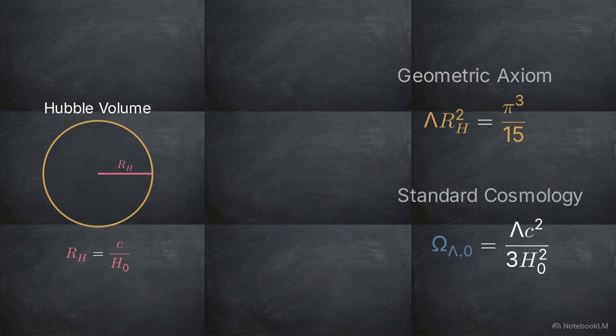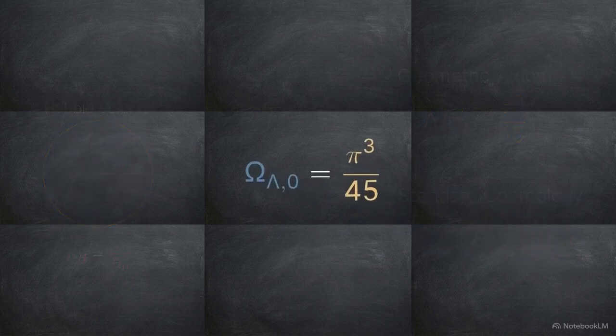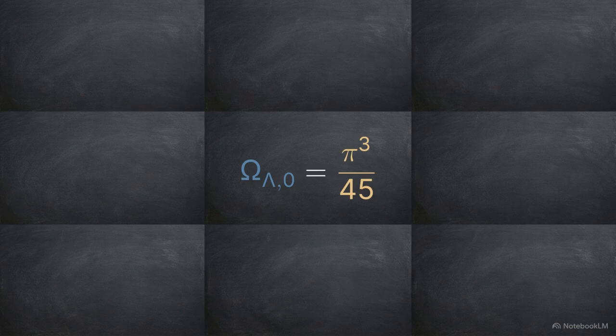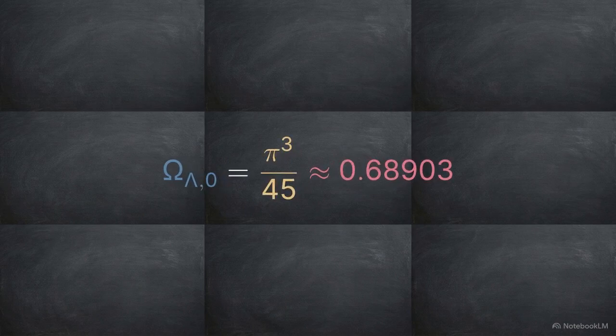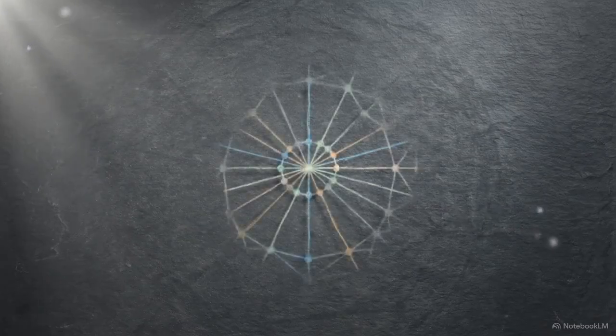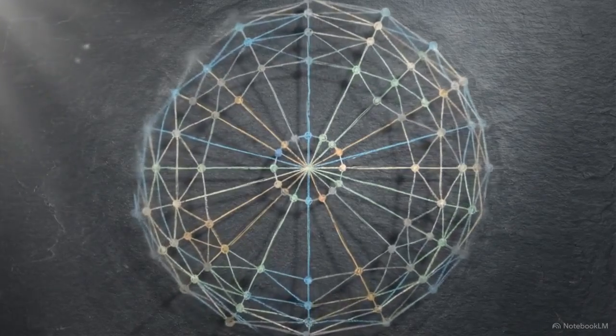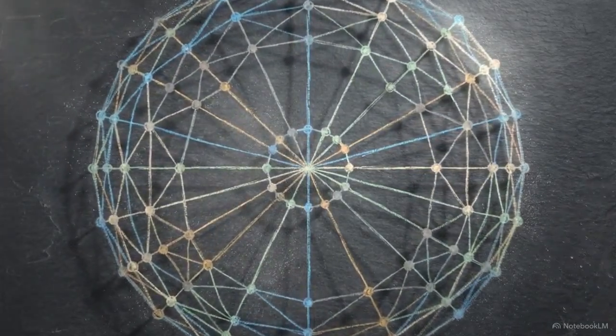We then take the standard cosmological definition for the universe's present-day dark energy density parameter, omega sub lambda 0. By substituting the definition of the horizon radius into that standard dark energy equation, the algebraic terms collapse. The math resolves perfectly to an exact geometric value. The dark energy density fraction is equal to pi cubed divided by 45. Run the numbers and pi cubed over 45 evaluates to approximately 0.68903. Without relying on empirical curve fitting, the universe's dark energy density is mathematically locked by the thermodynamics and surface area of the Hubble volume.